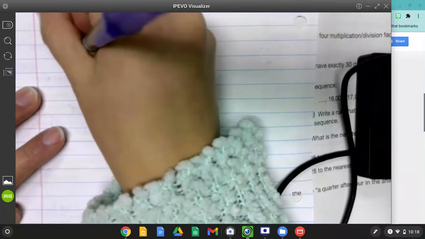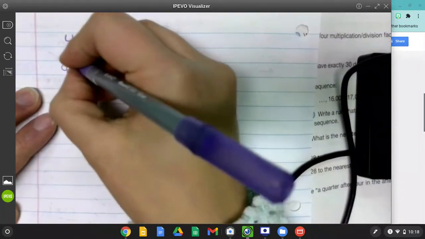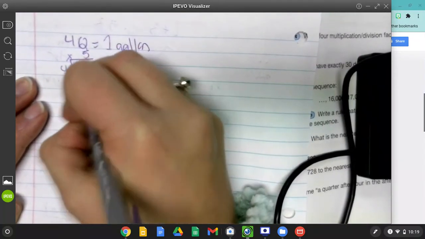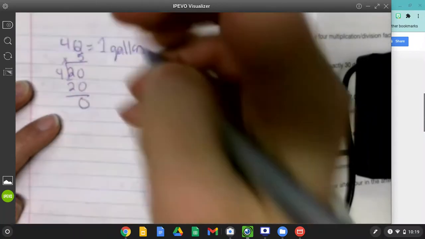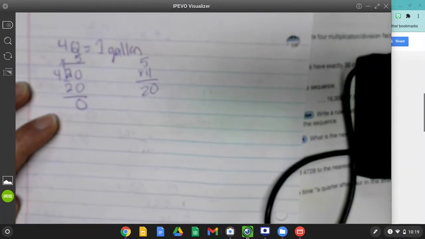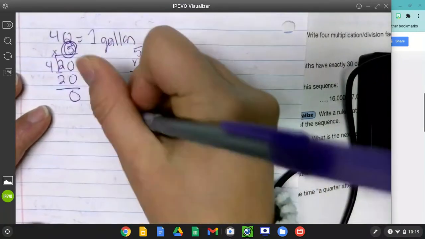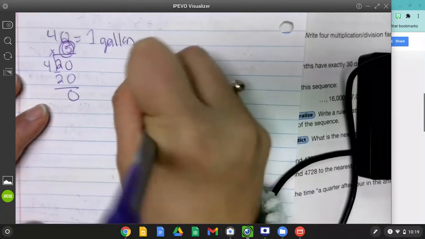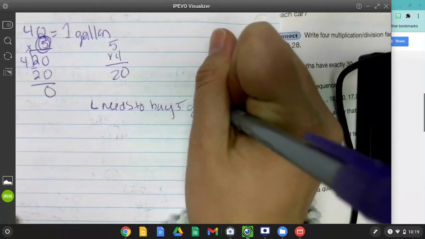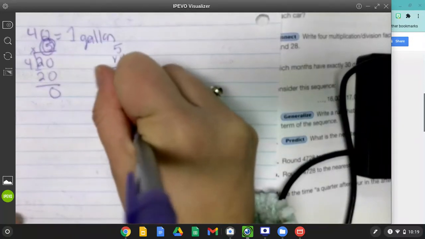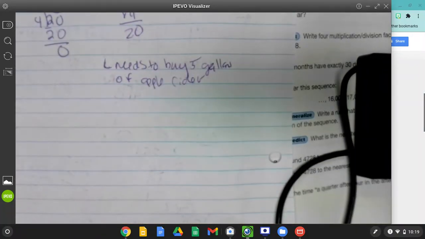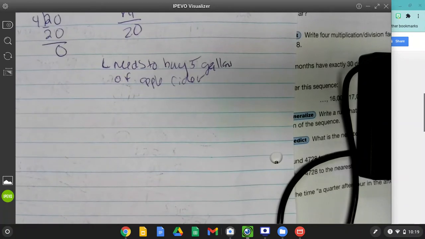So 4 can go into 20 5 times. And if you want to continue the process like we've been doing, 5 times 4 is 20. 20 minus 20 is 0. So that means there's no remainder. And then we check it. 5 times 4 does equal 20. Right? So this is the number here. So Lucius needs to buy 5 gallons of apple cider to have enough. You'd rather have too much than too little in this situation.